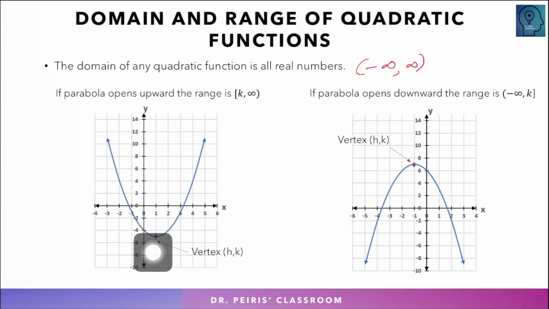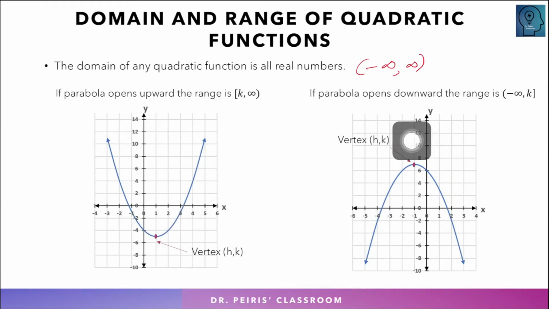So the lowest value for the y that we can have is that k. Then the function is increasing, which means the y values go to infinity. So the range is k to infinity. And why is there a square bracket for the k? Because the k is on the function, that is the minimum value. So the value of the k is included in the range.